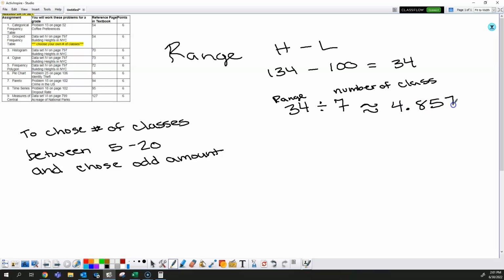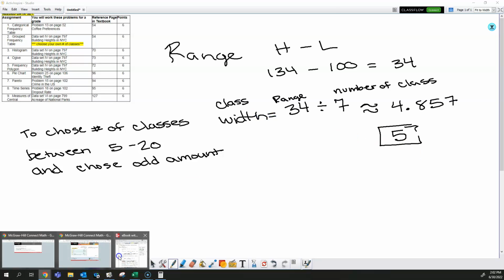4.857. But we do not want classes to be decimals. So I am going to round this number up to the next whole number. In my case, that's 5. And you're going to round it up no matter what. If it's not a whole number when you divide it, you make it the next higher whole number, not normal math rounding. This is our class width, it is going to be 5.